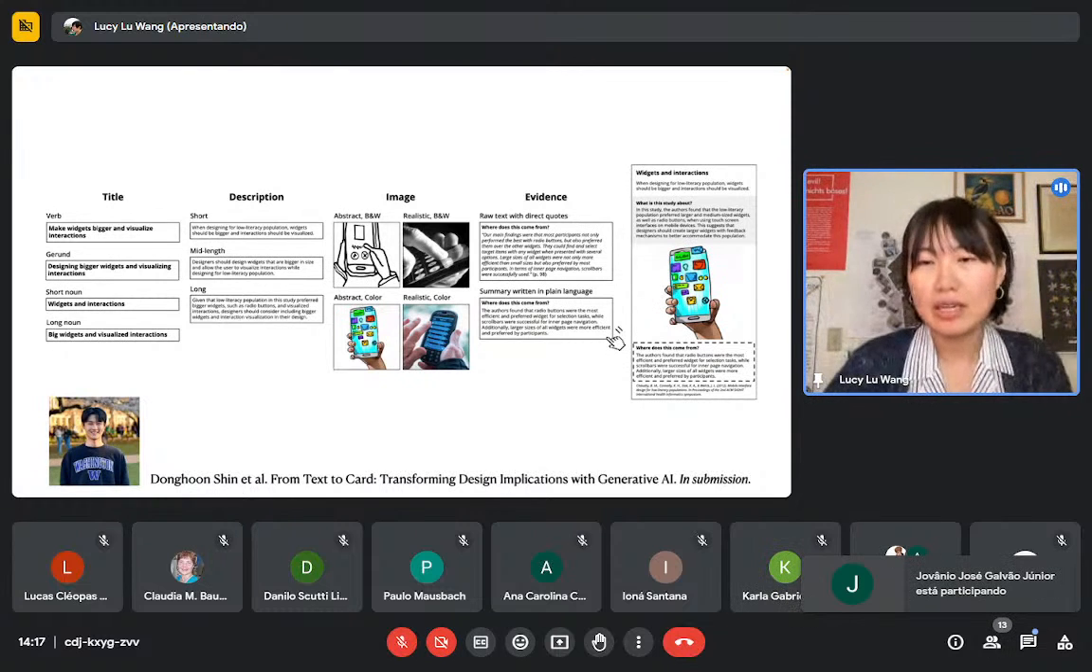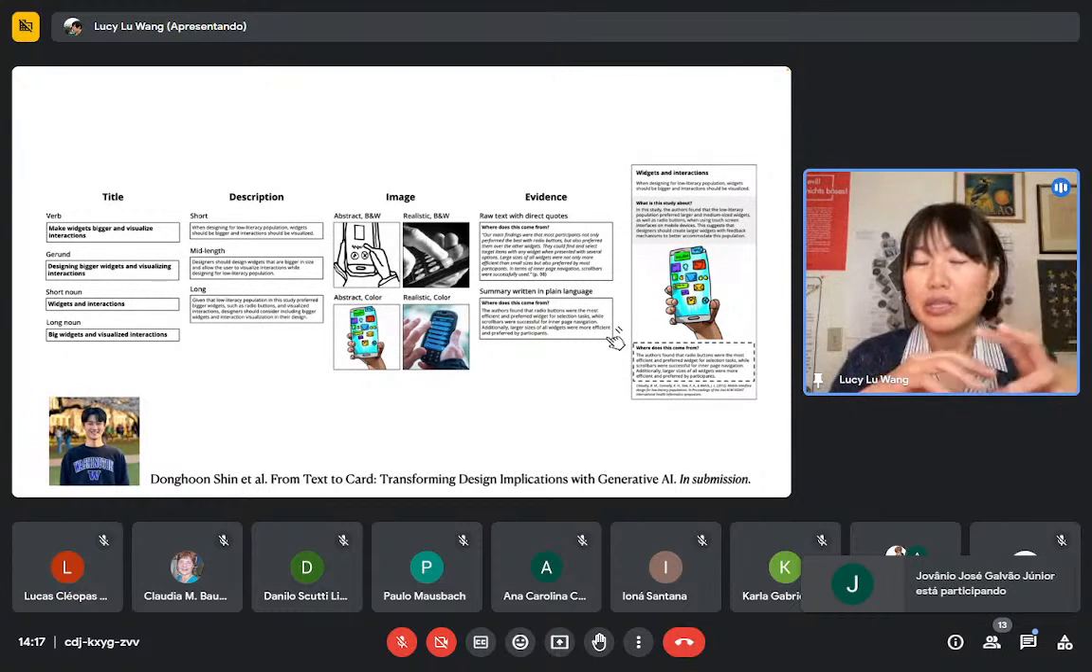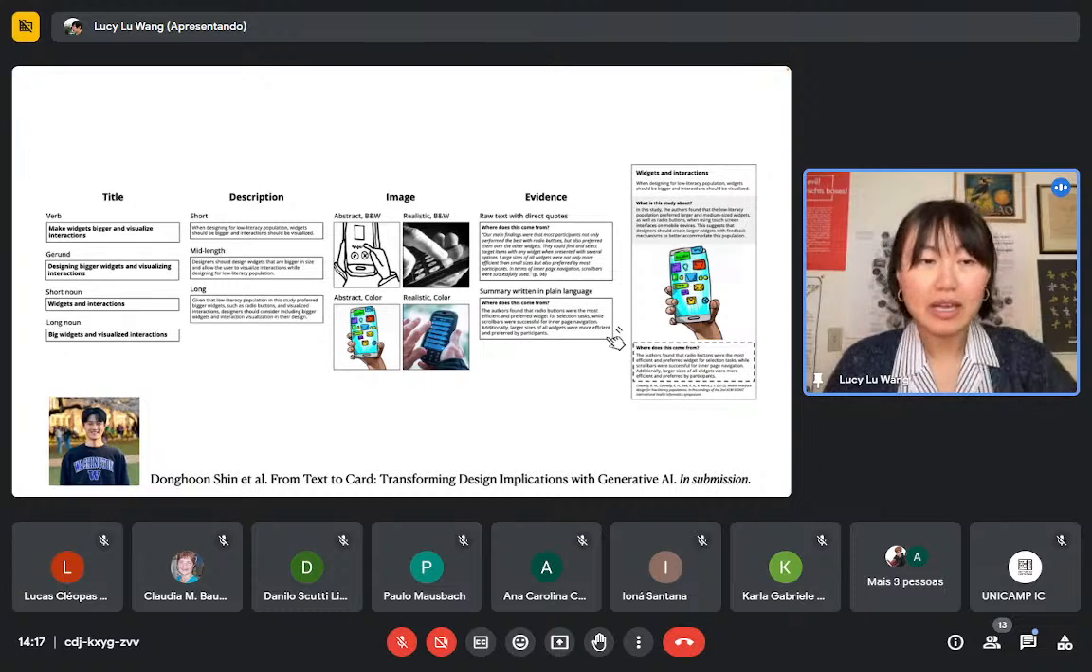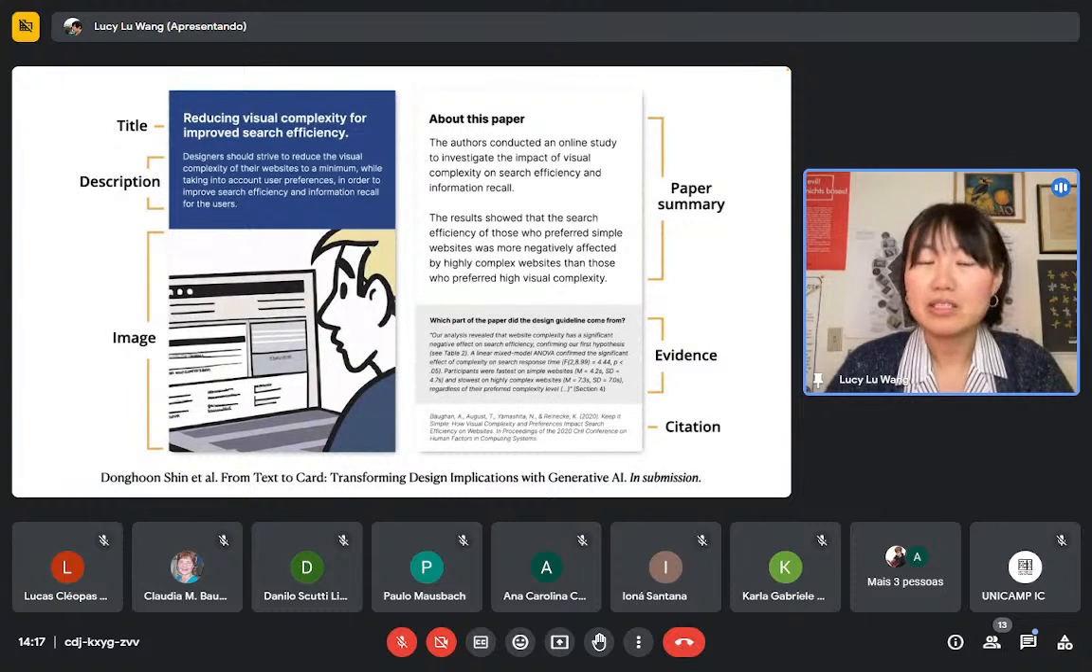And then we investigated in a formative study with designers what the various components of this design card should be, as well as the level of detail that's provided by designers in, for example, the textual generation as well as the image generation. And then based on the results of that study, we decided on this design.